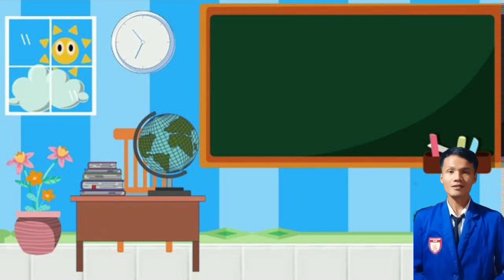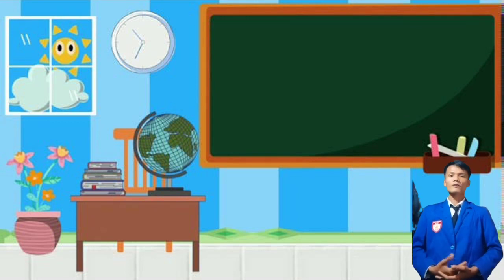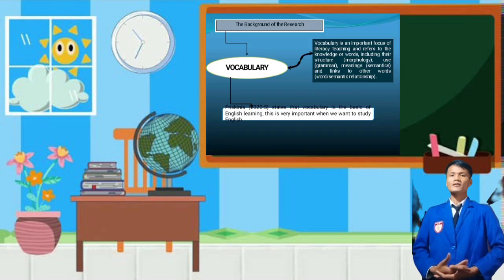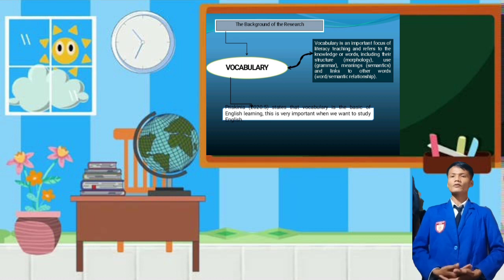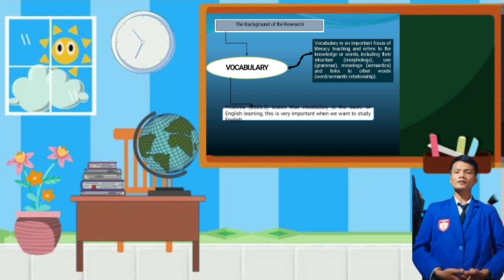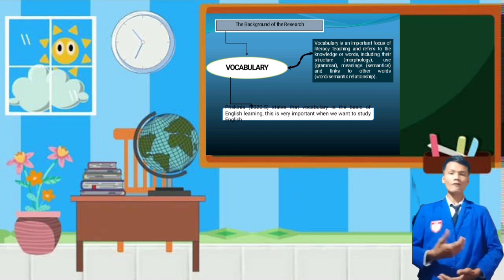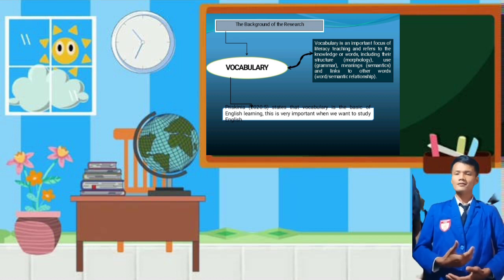The first chapter is introduction, the second chapter is literature review, the last chapter is research method. Now I'm going to show you my presentation today. For the first chapter, the introduction is talking about the background of the research. According to Skinia 2020, page 5, vocabulary is the basis of English learning. This is very important when you want to study English.